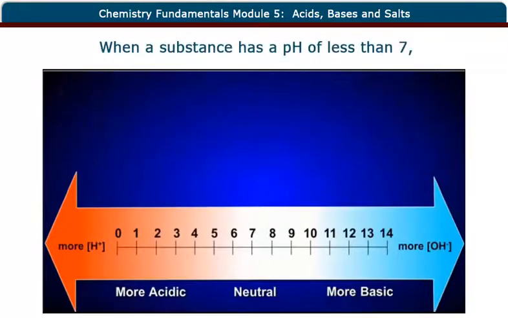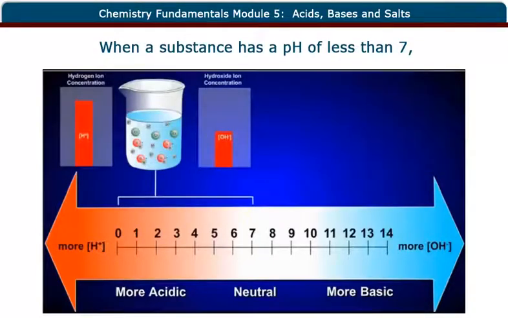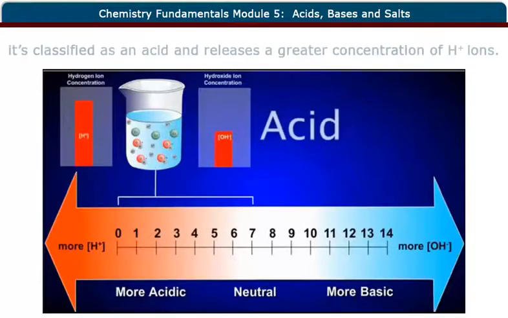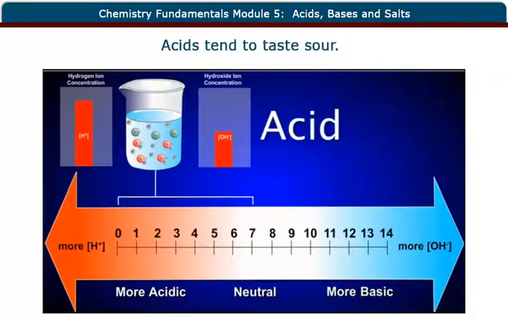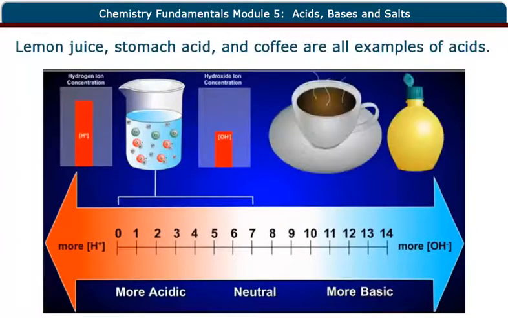When a substance has a pH of less than 7, it's classified as an acid, and it releases a greater concentration of hydrogen ions. The more hydrogen ions that are released, the more acidic the substance. Acids tend to taste sour. Lemon juice, stomach acid, and coffee are all examples of acids.